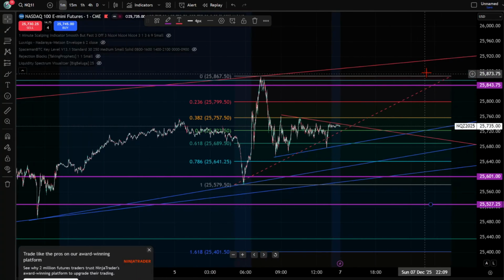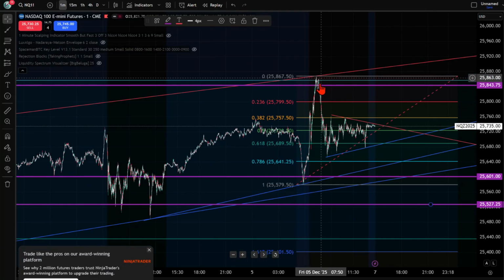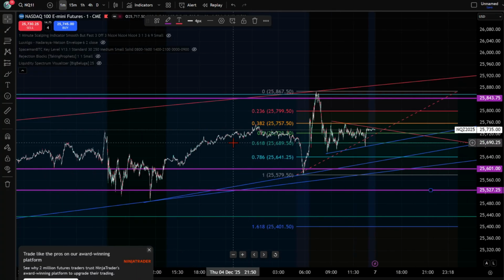So that's it. That's the Fibonacci. Also, basic understanding of resistance and support. Finding where you would understand where price will go, right? Because price will always go back to where it's been before at some point. So that's it. Clean and simple.